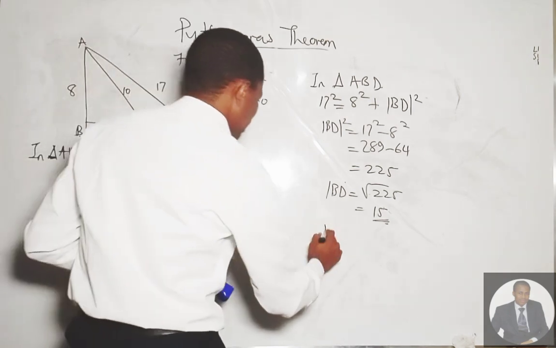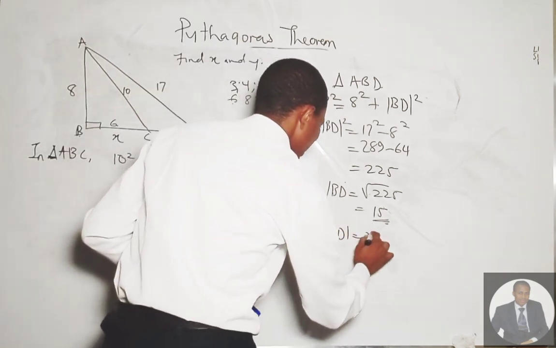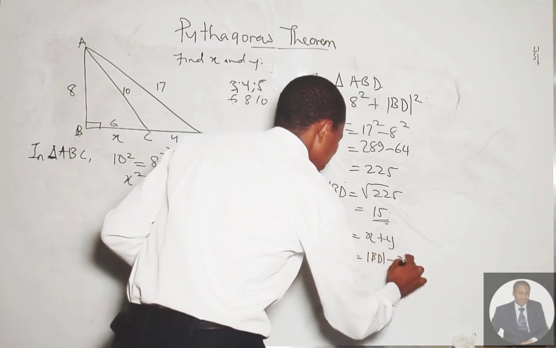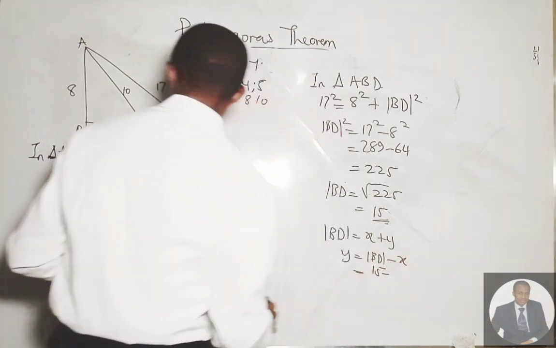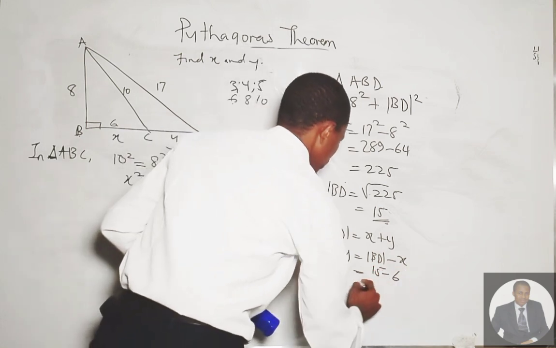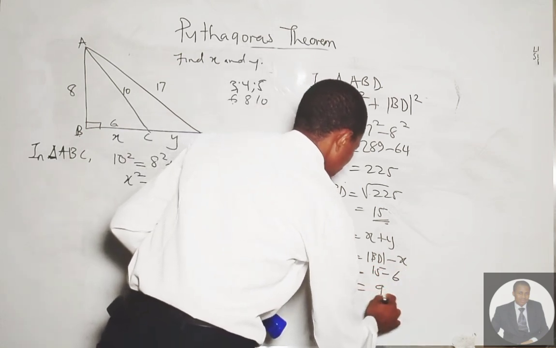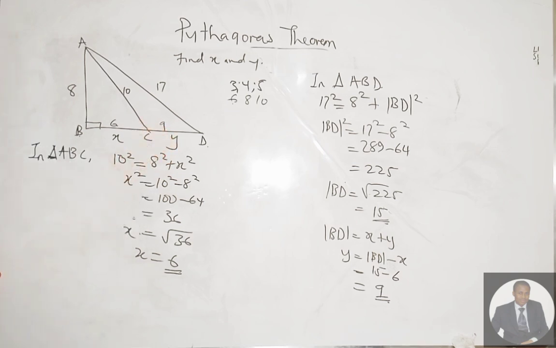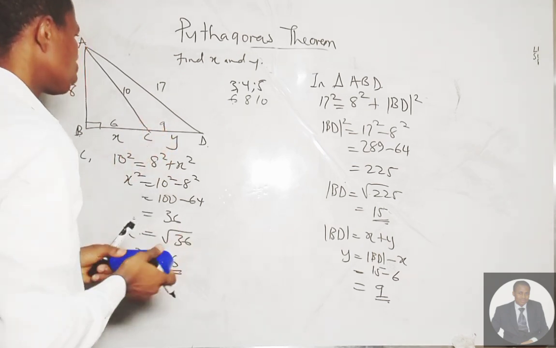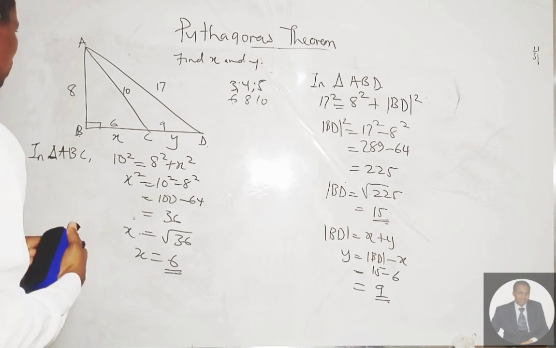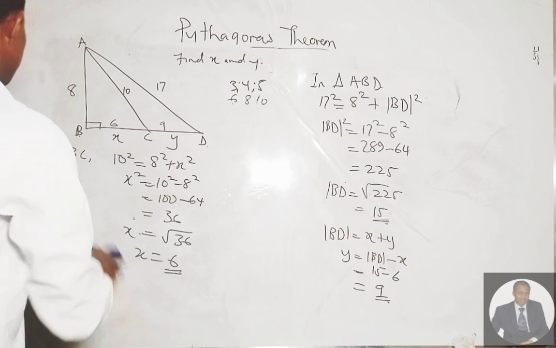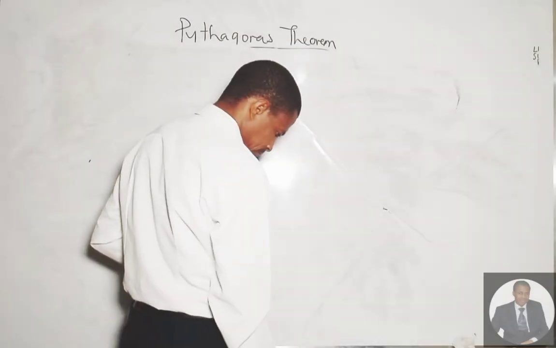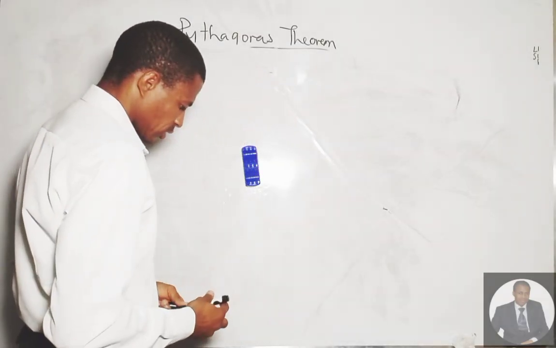Now, line BD equals x plus y. So y will be line BD minus x. That will be 15 minus, what is x? 6. So that will give us 9. So y is 9. So in this question, we have been able to prove the Pythagorean triple. Let's look at another question.